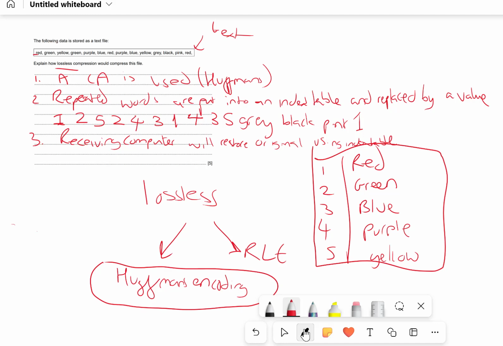There you go. So let's see where you get the marks. You get a mark for saying compression algorithm, repeated words. I should put are identified. Well, actually, no, I can just do repeated words, but I'm going to put are identified. Index table. Replaced by a value. I'm going to put index value because it's like the index value 1. I gave an example. Receiving computer will revert it back to the original. 1, 2, 3, 4, 5, 6. So I've got 6 out of 5. Kind of.